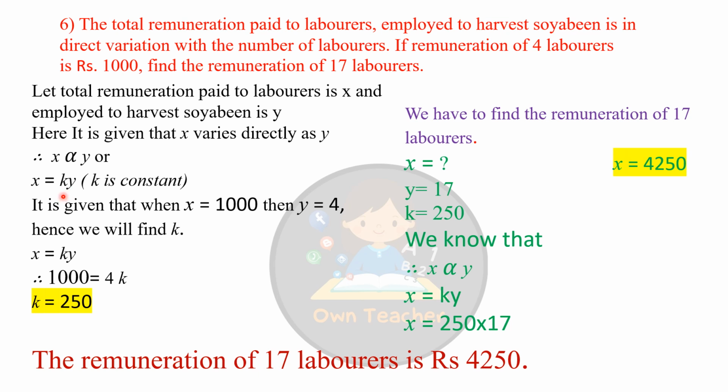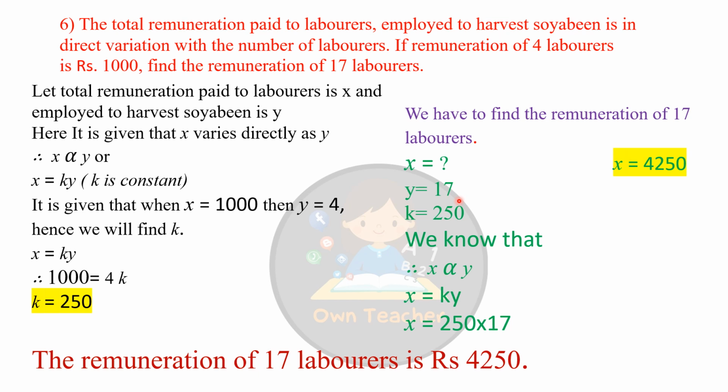Here k is constant. And here x is given 1000 and y is equal to 4. And we have to find out value of k. So x is equal to ky. Here we will put the value of x is 1000 and value of y is 4. So 1000 is equal to 4k. 1000 divided by 4, that is, value of k is 250.